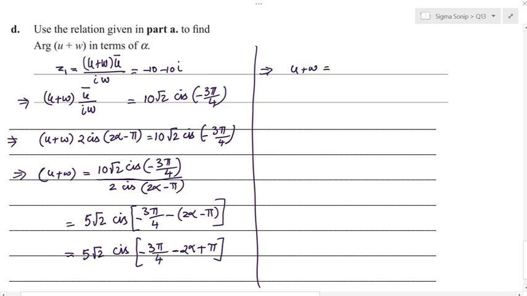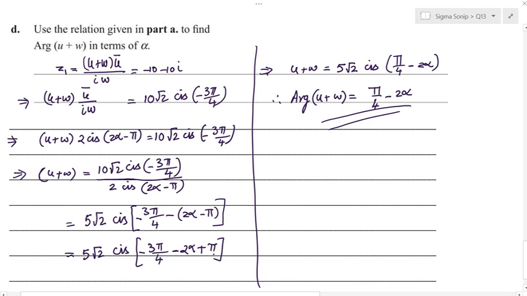That gives you u plus w equal to 5 root 2 cis, and here you got pi minus 3 pi over 4, which basically is pi over 4. So our answer is pi over 4 minus 2 alpha, and therefore just remember what we are trying to find. We are trying to find arg of u plus w, and that will be pi over 4 minus 2 alpha, and that's what we were trying to find.